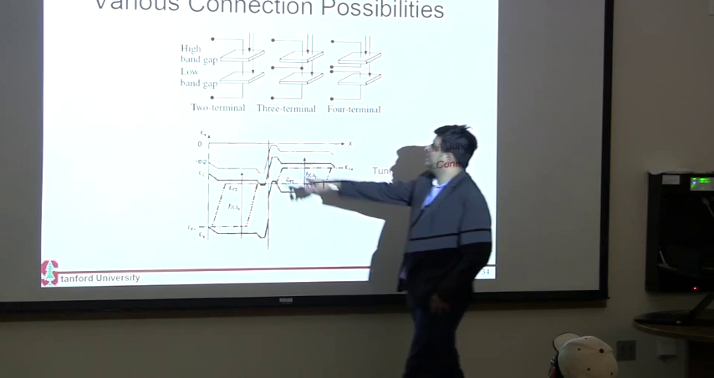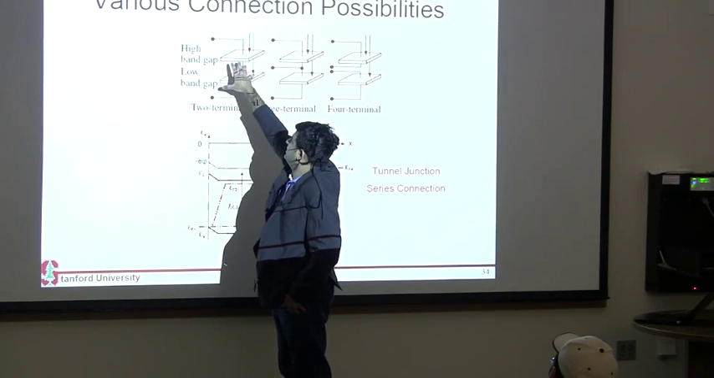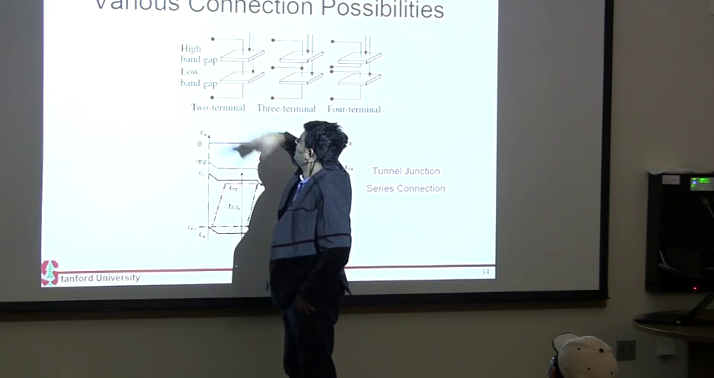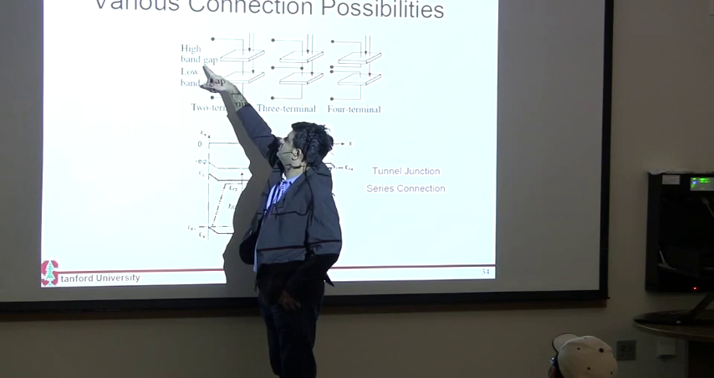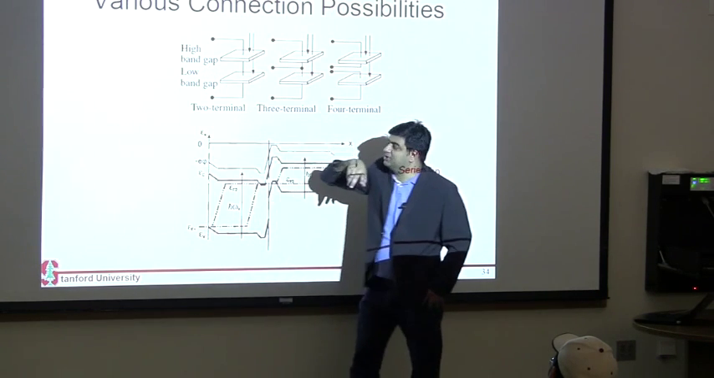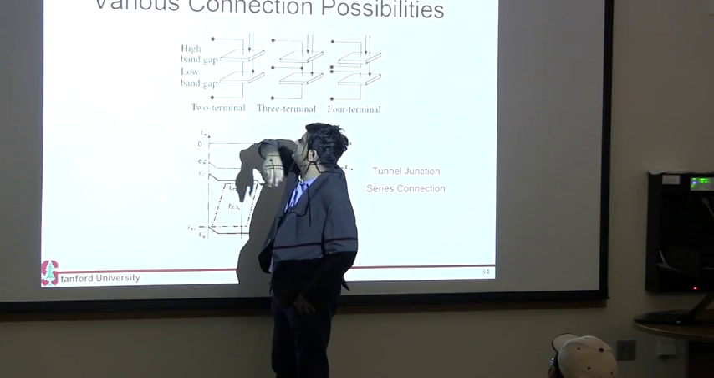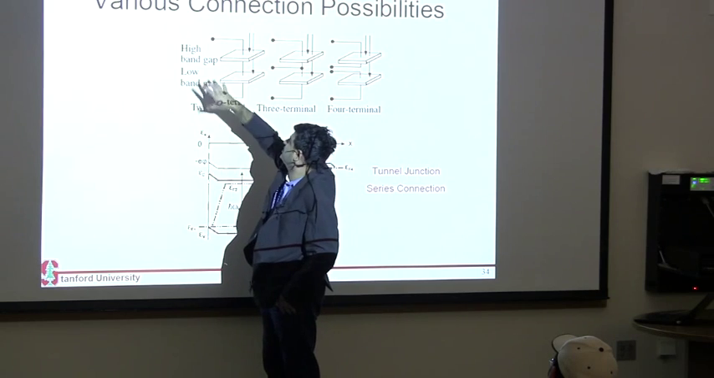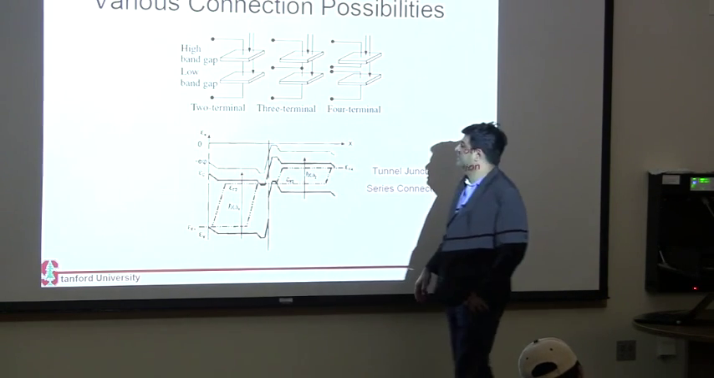But if I combine these two band gap materials, it's always ordered in this way. The high band gap material is always on the top, because if the low band gap material is on top, it will absorb everything and not pass anything to the high band gap material. So this high band gap material is always facing the sunlight.